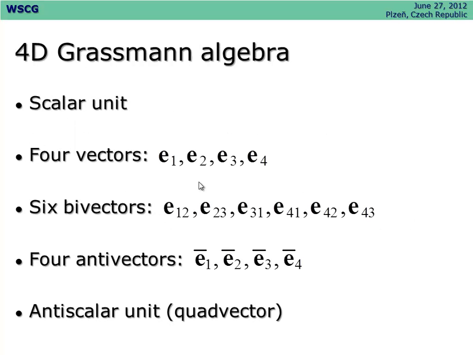All right, so just a quick review. Four-dimensional Grassmann algebra. We have our scalars. We have our four basis vectors, of course. We have our six bivectors. If you choose two numbers out of the four basis vectors, you can produce six different bivectors. And we have four antivectors because there's four ways to leave one vector out. So this is really E234, E143, etc. And then we have our one antiscalar unit, quad vector. And these add up to 16 different basis vectors. We'll never use all of them at once, though.